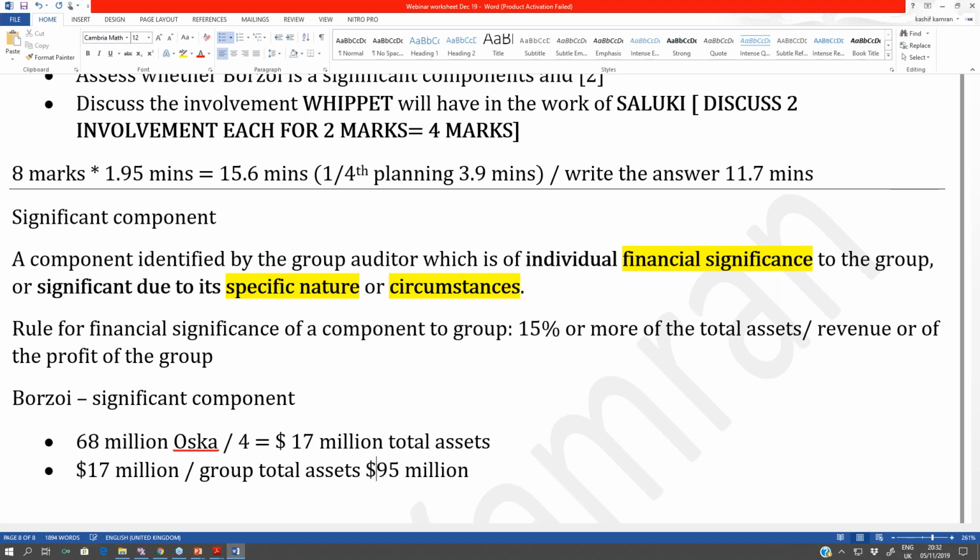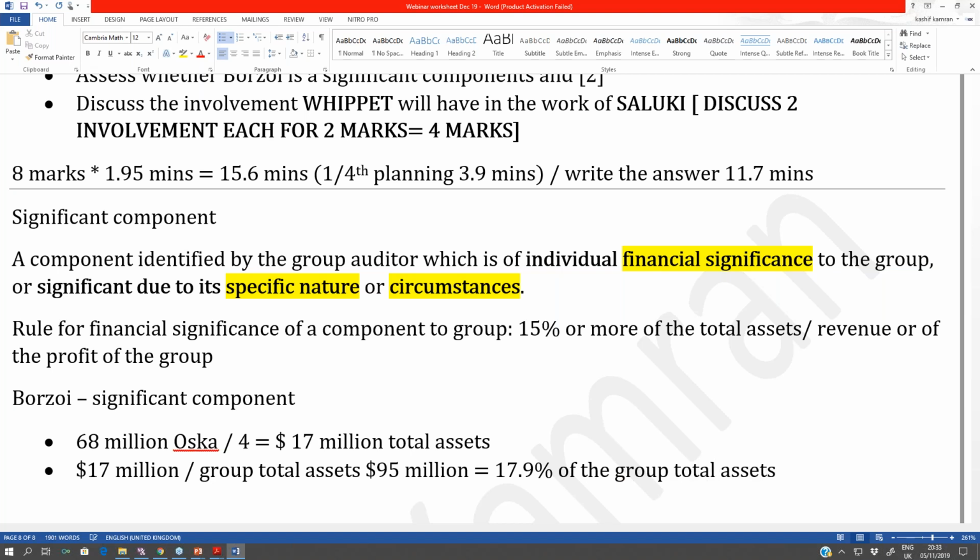How much is the percentage? Please just confirm one thing. 68 million ACCA, when you divide that by 4, what's the answer? Okay, that's 17 million, right? 17 million is the total assets. Now, when you divide the 17 million by the group total assets of $95 million, what's the percentage? 17.9% of the group total assets.